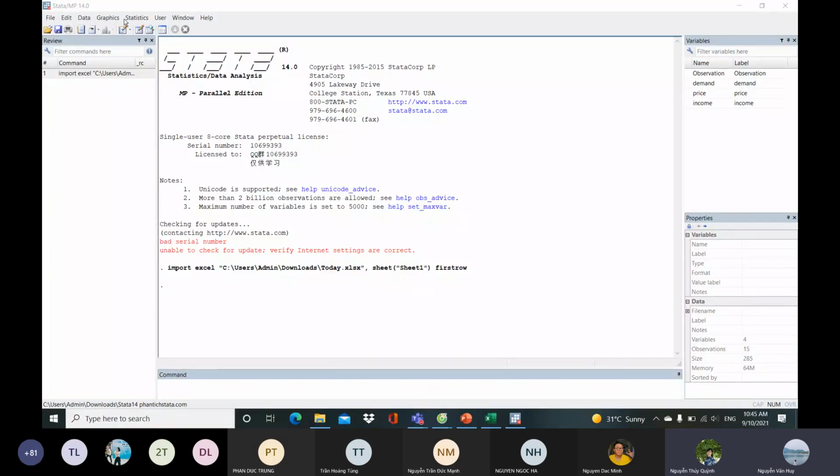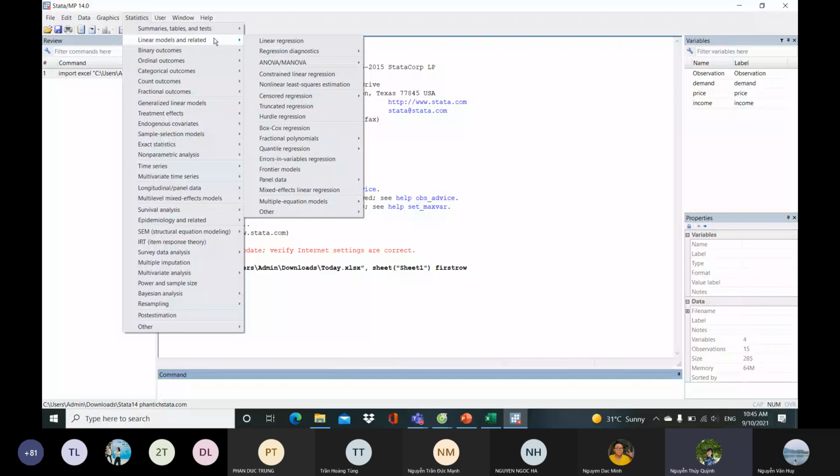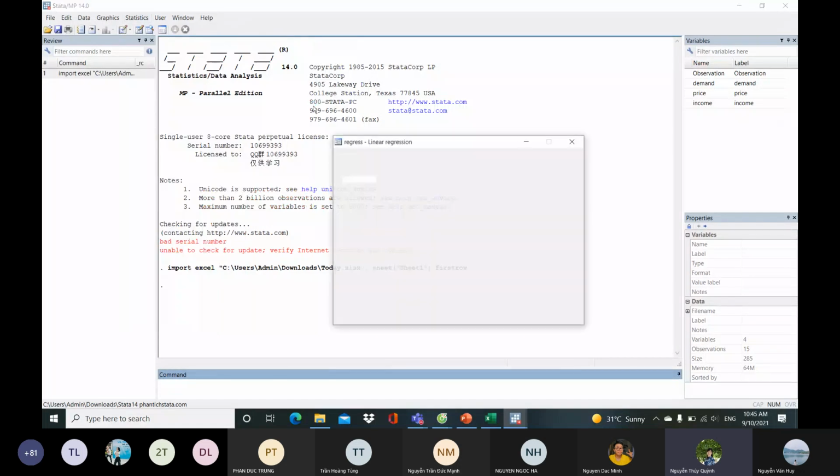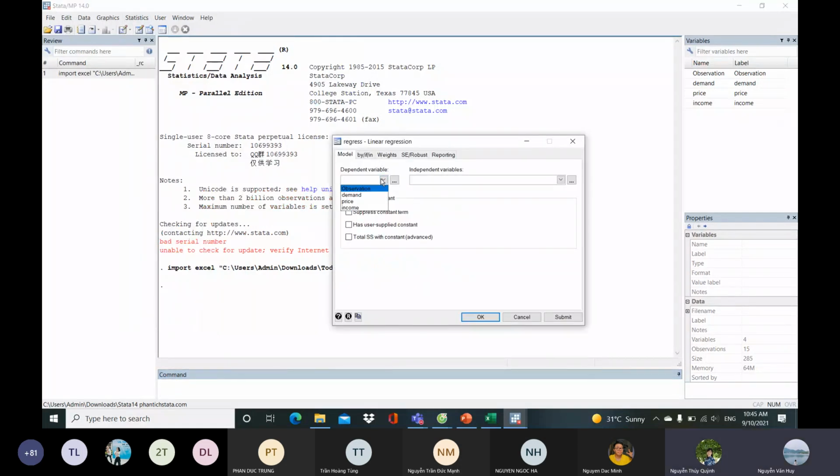Yes, here I'm back. Okay. I will choose the dependent variable here, which is the demand, and the two independent variables here are price and income. Good.